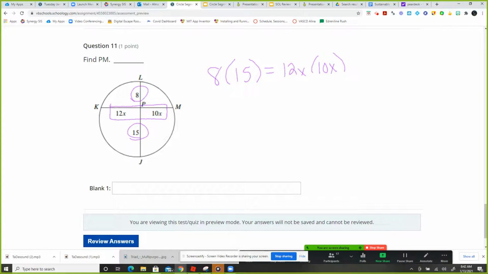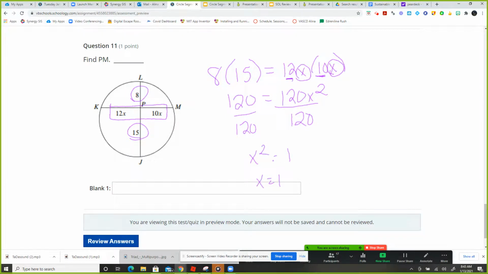So 8 times 15 is easy. I can do that in the calculator. That's 120. What do I get when I get 12x times 10x? Remember, you're going to multiply your numbers and multiply your variables. So 12 times 10 is 120, and x times x is x squared. Again, the 120s cancel out, and x squared equals 1, so x equals 1.